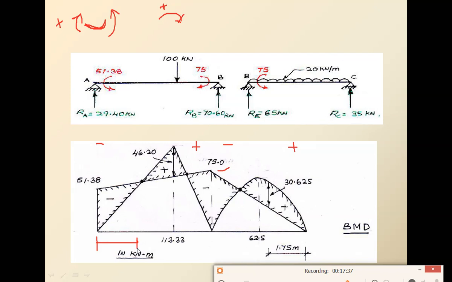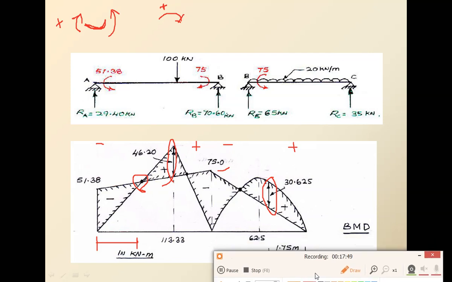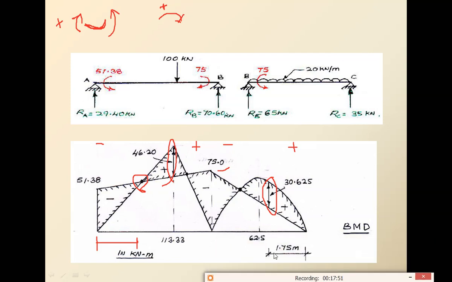Then further you can calculate the positive bending moment at the span as well as the point of contraflexure, the distance of the point of contraflexure, by applying the equilibrium conditions. That is, the moment at the point is equal to 0. You take some distance x from the left support or right support, write the moment equation at a distance x from the support, then equate it to 0.